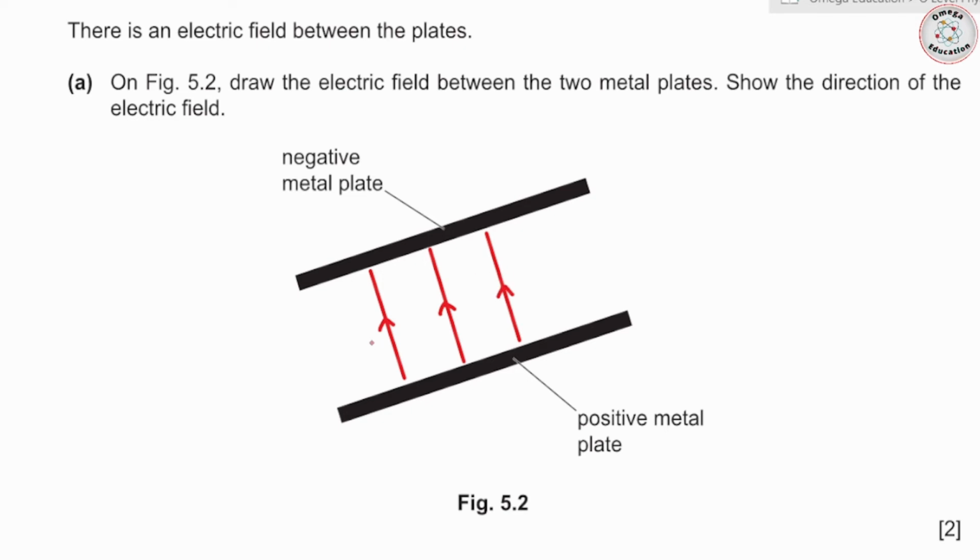So one of the ways you can draw, you can show uniform field in the center, and if you want to show non-uniform field at the curves, you can. Otherwise, it's not compulsory according to the marking scheme. So you get 2 marks, 1 mark for drawing these parallel lines and 1 mark for the arrows from positive. The arrow is from positive to negative.